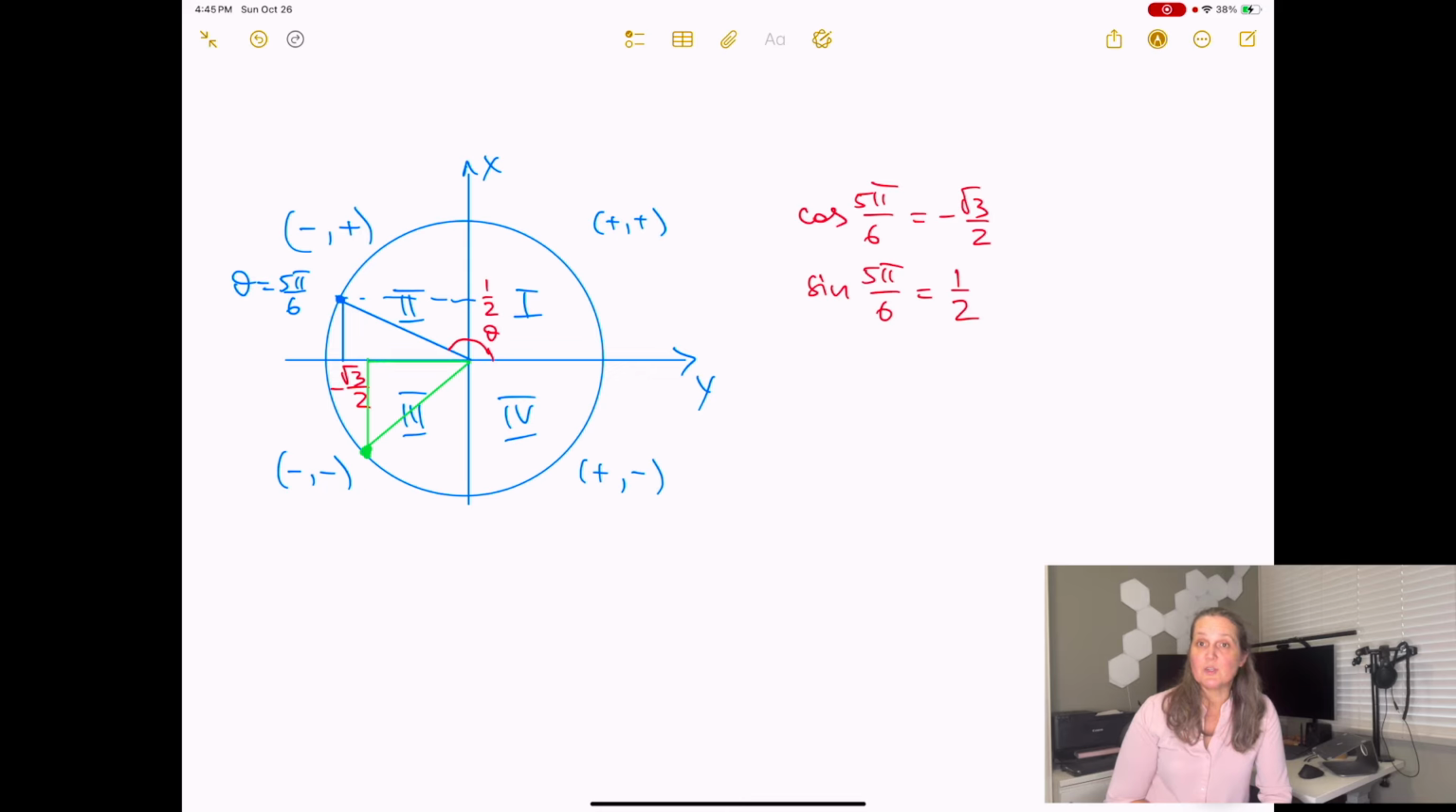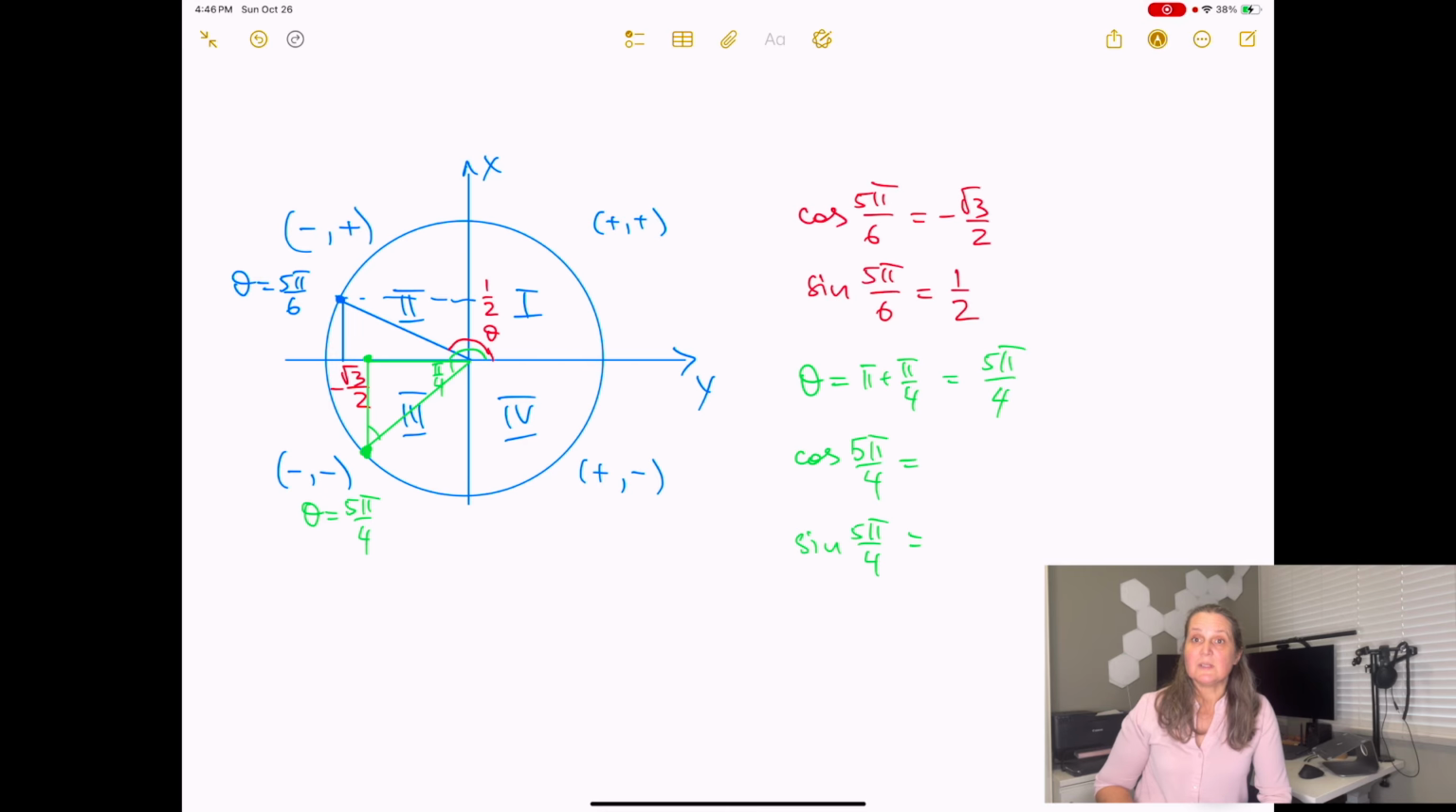Let's say we build an isosceles triangle in the unit circle in quadrant 3, which means that those angles are equal to 45 degrees, or pi over 4, which means that our angle theta is equal to pi plus pi over 4. We know that the cosine and sine of pi over 4 is equal to square root of 2 over 2. But what is cosine and sine of 5 pi over 4?